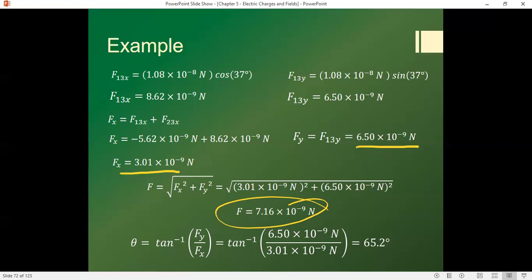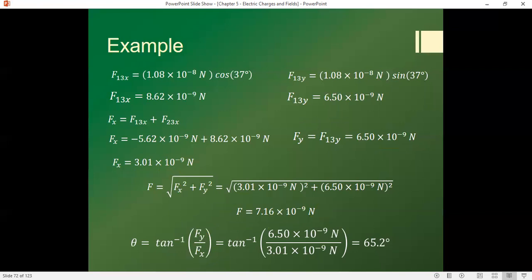The angle of the vector, Fy over Fx. Yeah, before we had 37 degrees, but that was only one force. Now when we combine the two forces, the total Fy force divided by the total Fx force, arctan, tells me that the total force is going to point at 65.2 degrees.